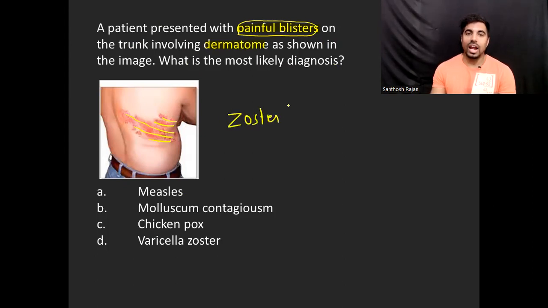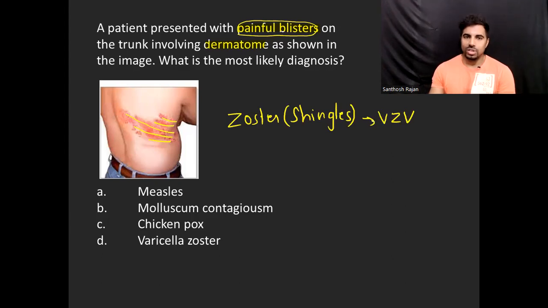That is zoster, in adults called shingles, which is caused by varicella zoster virus. Painful. Now see the clue. Measles is not along the dermatome and not blisters. Molluscum contagiosum, not at all. Measles is caused by a paramyxovirus, you remember.